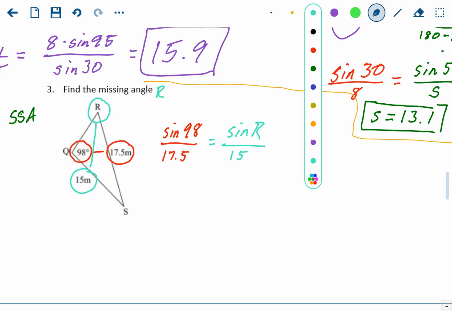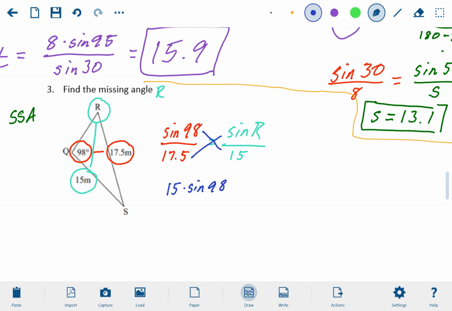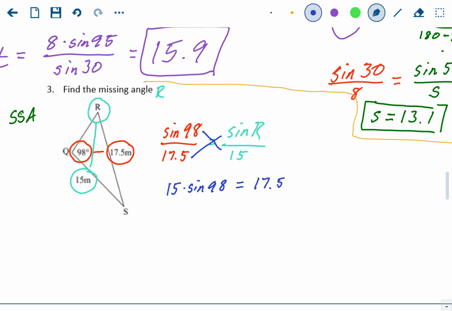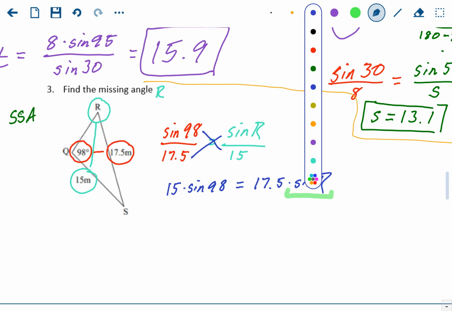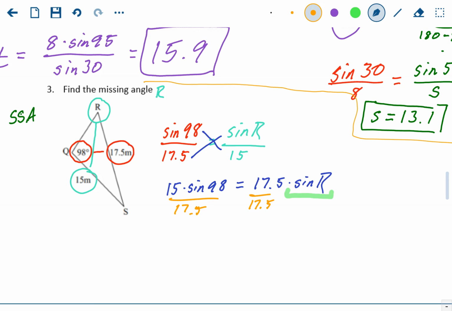Now the steps are the same. We're going to cross multiply: top times bottom, so 15 times sine 98, equals bottom times top, 17.5 times sine R. Now this time we're trying to find R, so we need to get that sine part by itself. So we're going to divide both sides by 17.5. What we're left with is sine R by itself, and sine R is equal to 15 times sine 98 divided by 17.5.